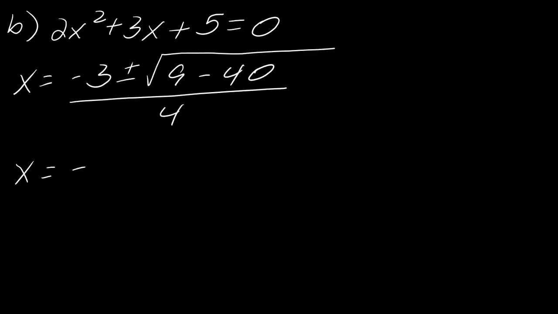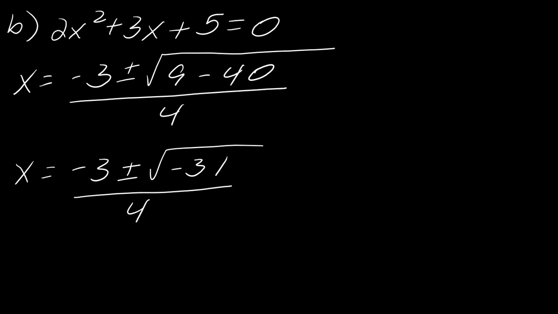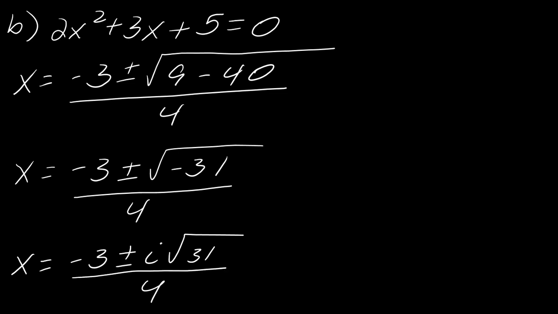And so let's see, this becomes -3 plus or minus the square root now of -31 over 4. Okay, and so now it's like, what else can I really do with this? The square root of -31, the only thing I can really do with this is break out an i. So this becomes -3 plus or minus i times the square root of 31 over 4. And honestly, you really can't do a whole lot more beyond that.